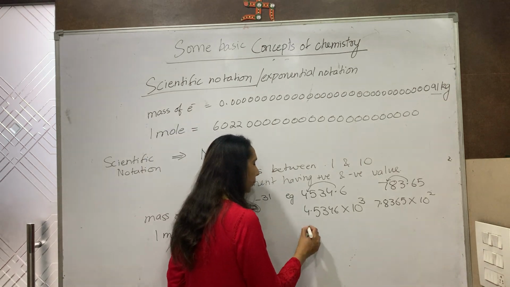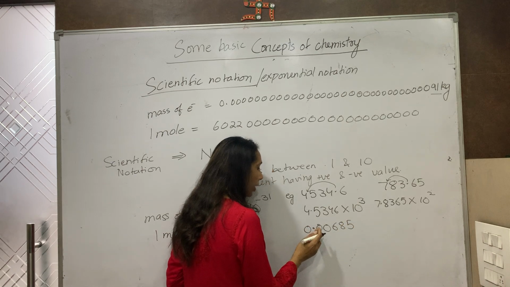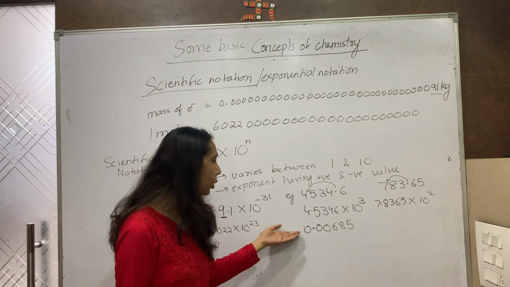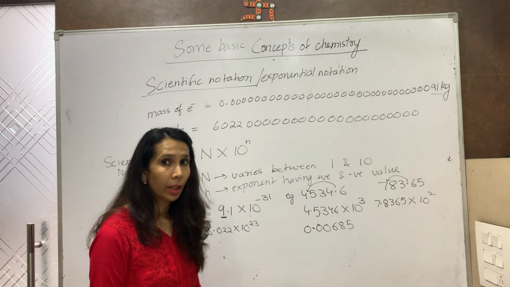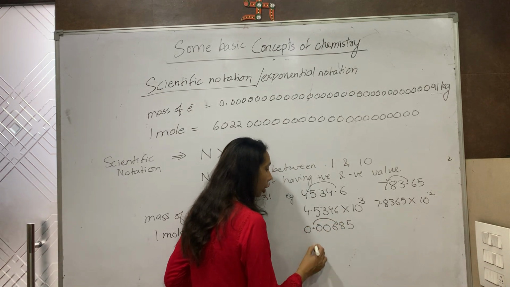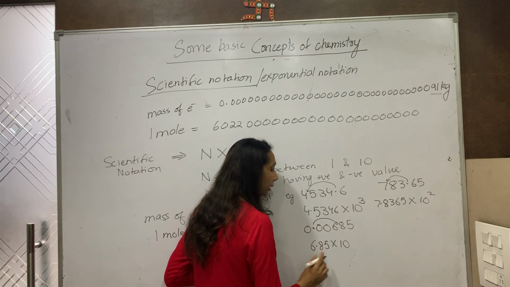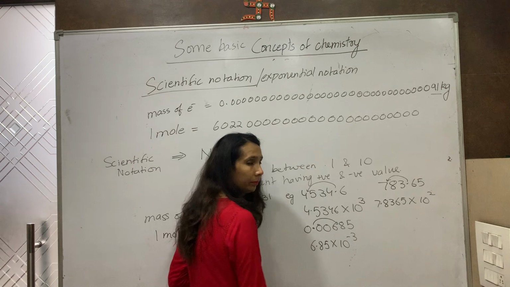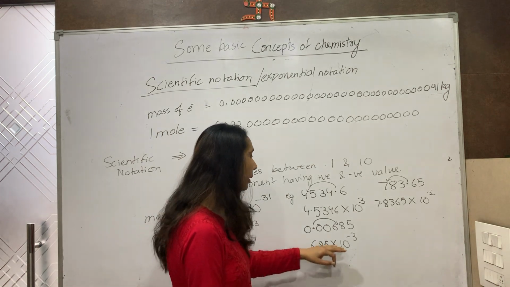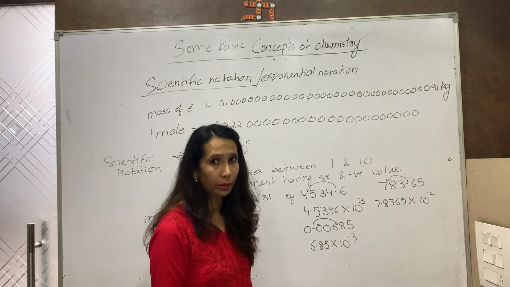Now let us take this example. Of course, I cannot shift the decimal on the left hand side. There is no number between 1 to 10 on the left hand side. So I have to shift the decimal on the right hand side after 6. The number will be 6.85 into 10 to the power minus 3. When we shift it on the right hand side, then the powers are written like this. We give a negative power.